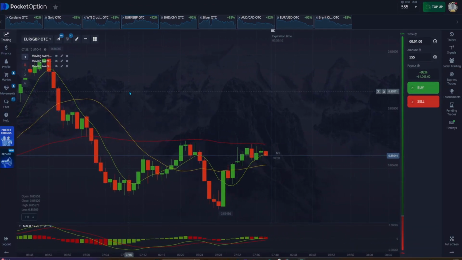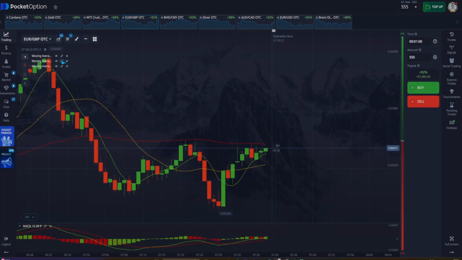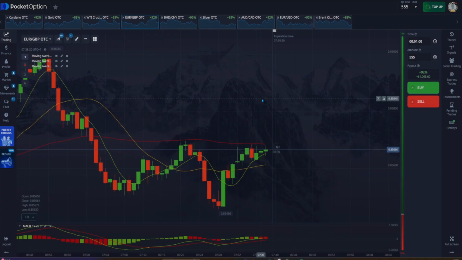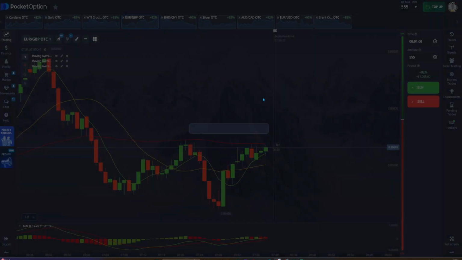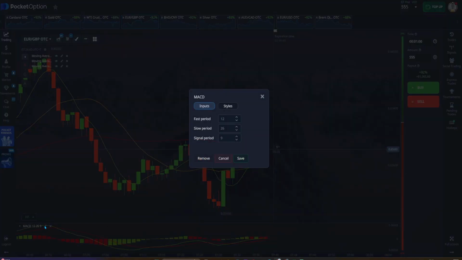The first step to apply this strategy is to set up the indicators on your chart. Here's the setup. Add a 7-period moving average in green to track the short-term trend. Add a 20-period moving average in yellow to identify the medium-term trend. Place a 60-period moving average in red, which represents the main long-term trend and acts as dynamic support and resistance. Finally, activate the MACD with default settings to measure momentum and confirm trade entries.